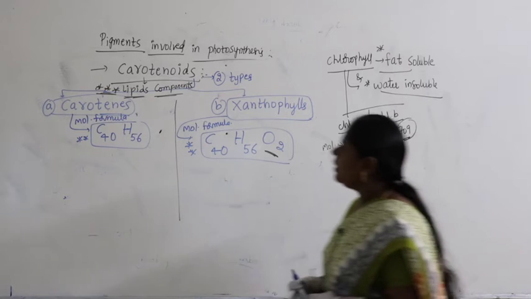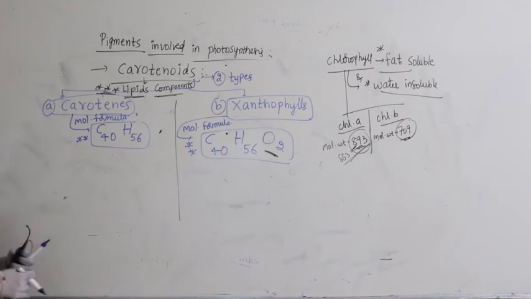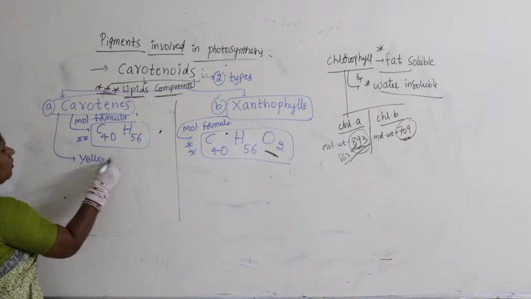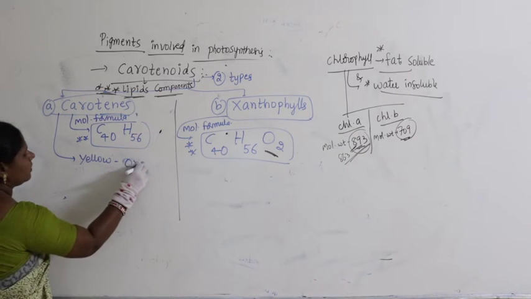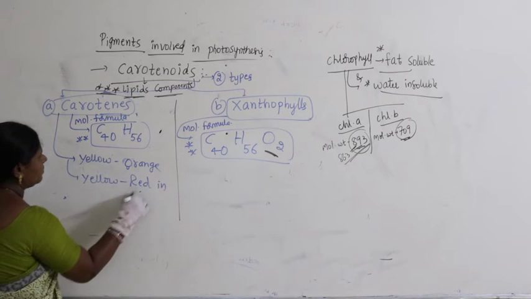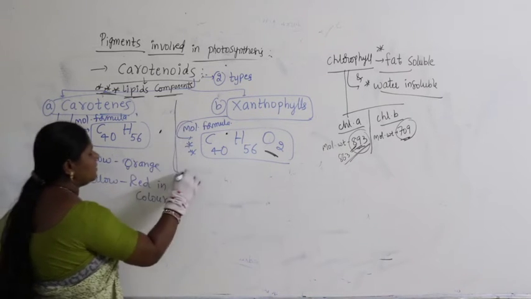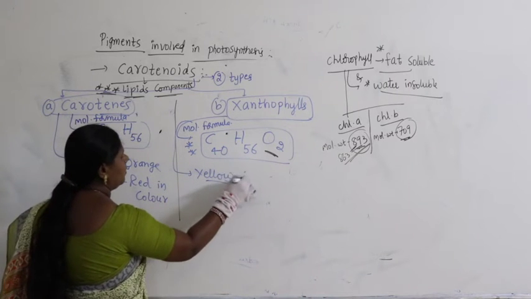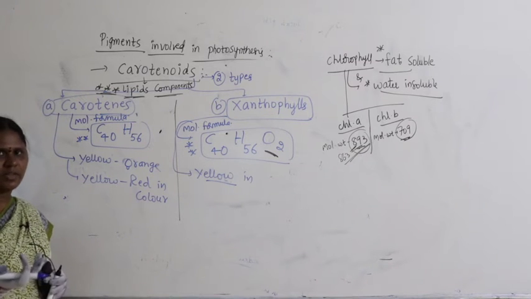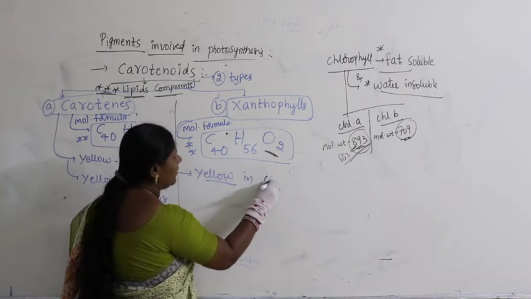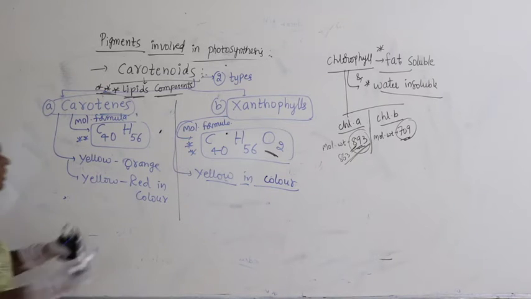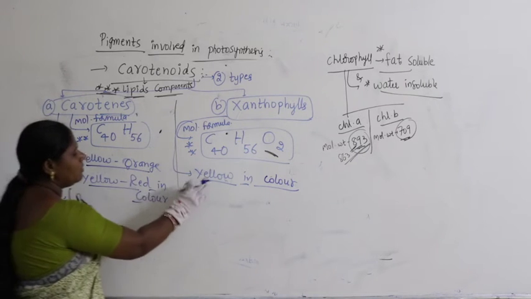So, here when we take the carotenes and the xanthophylls, carotenes generally will be yellow, yellow orangish in color, or yellowish red in color. Coming to xanthophylls, mostly they express yellow, like a ripened mango. Ripened mango is yellow in color because of xanthophyll. So, this is yellow orange, this is yellow red, this is yellow in color.